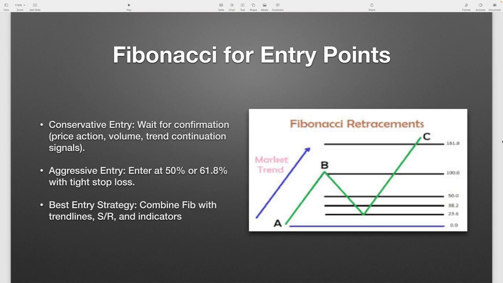I wanted to break down what a conservative, aggressive, and the best entry strategy would be. Now, a conservative entry is if you wait for confirmation. You want to see a price action signal, like a bullish engulfing or a bullish harami, whatever your favorite price action signal is, with increased volume. You would want to see that on one of these levels. An aggressive entry would be entering at 50%, at the 0.5, or right there at the 0.618.